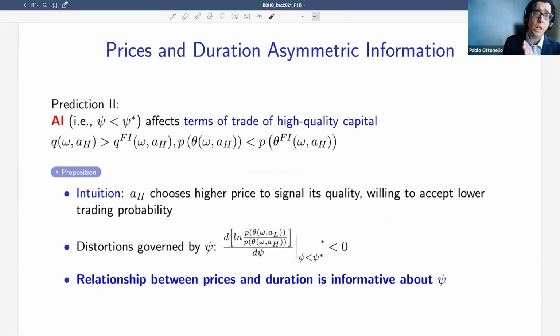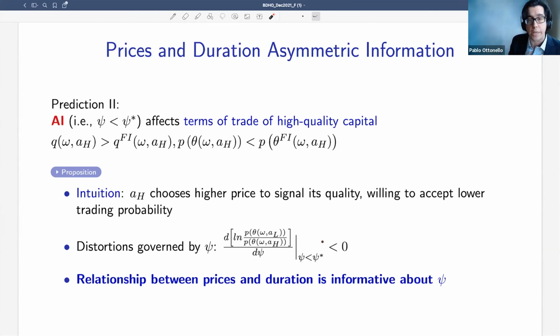Okay, so prediction number 2 of the model under asymmetric information is that asymmetric information affects the terms of trade for the sellers of high capital quality. In particular, we find that the price that the seller picks under asymmetric information is higher than under full information, and that it trades with a lower trading probability than under full information. Again, the intuition is that the seller of the high capital quality signals its type and is willing to accept a lower trading probability for it.